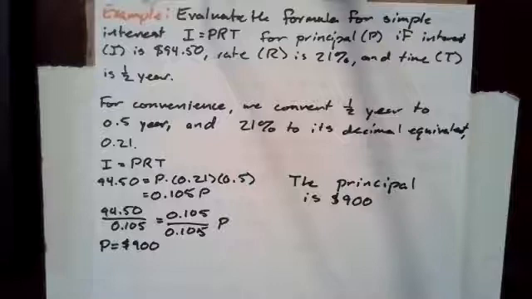I equals PRT, so 94.5 is equal to P times 0.21 times 0.5, which is 0.105 times P, or 105 thousandths times P. If we divide both sides by 0.105, we get P equals $900. The principal is $900.